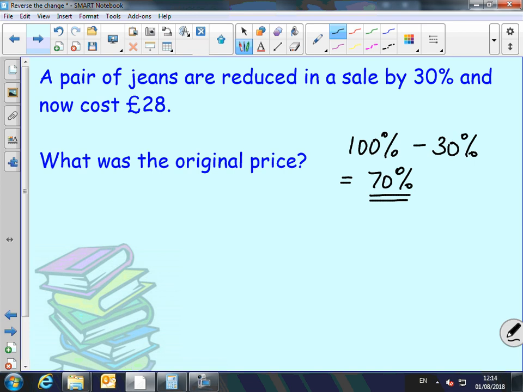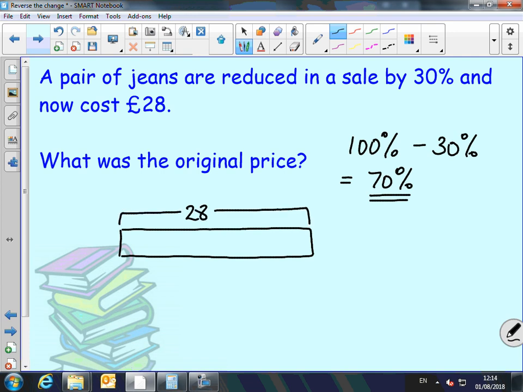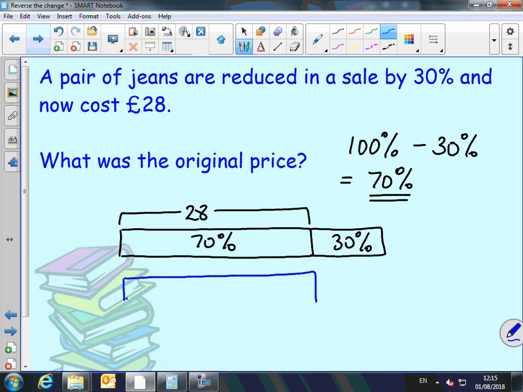So if we show that using a bar model, this is worth £28, and that's 70%. To make it up to 100%, we would then have to add on another 30%. So if we take that bar and split it up into 10%, it would give us seven 10%s. And then we'd have another three 10%s here.